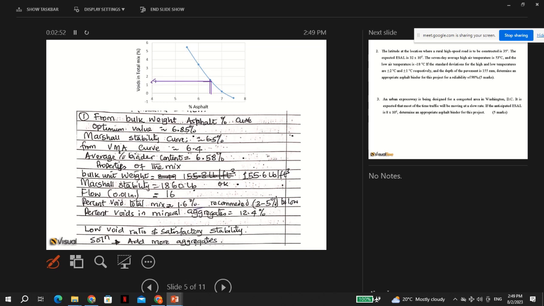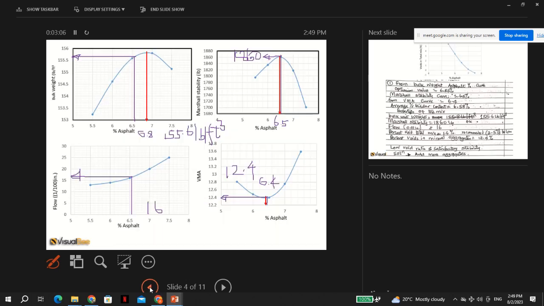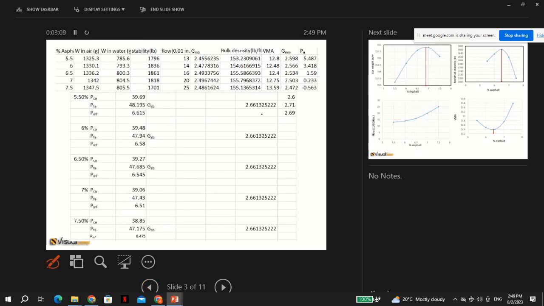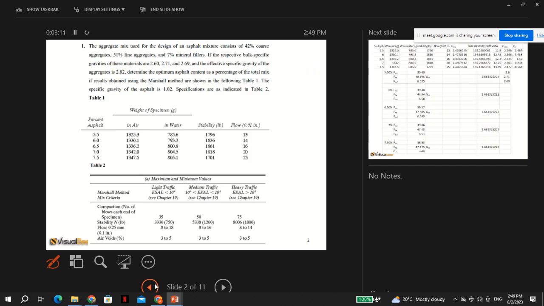1.6, okay, and percent VMA is 12.4, so you've seen this. So this is not okay, you can see not okay, because the limit, we are told that the void ratio should be 3 to 5 for all of them, and ours we are getting 1.6, which is very low.